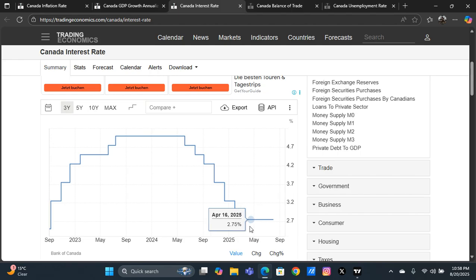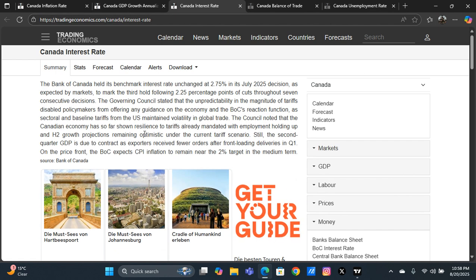Yes, they held interest rates. The last interest rate cut was on March 12th, and they held on April 16th, May 31st, June the 4th, and July the 30th. The next time we get a news release on interest rates, I believe that we'll get an interest rate cut.